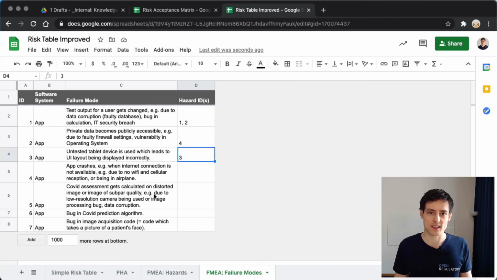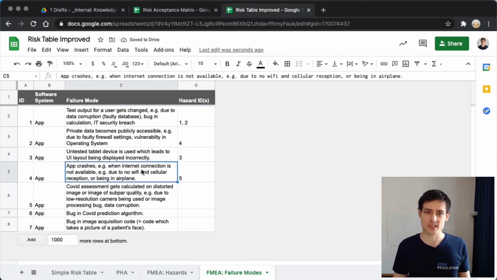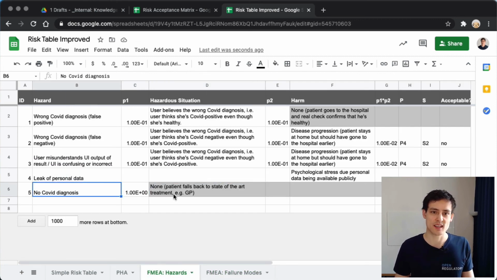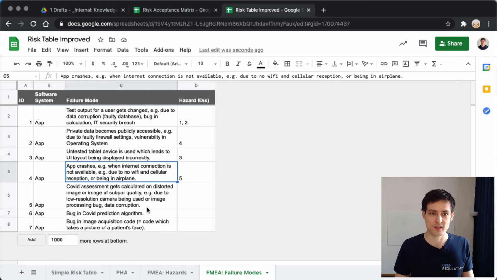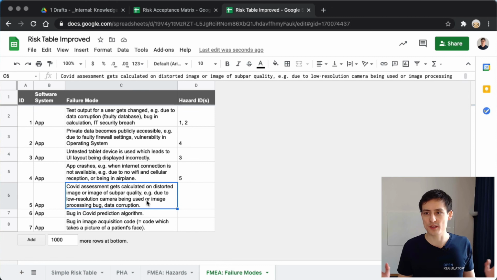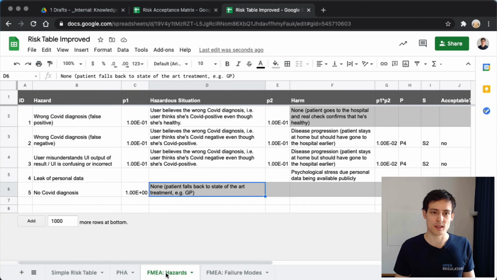So we can say we analyzed this. App crashes leads to hazard ID 5. So again, the app crashes. I, as a patient, I'm like, this app is crap. I don't have a COVID diagnosis. What happens next? I'd probably go to the GP or do whatever I wanted to do. Okay, you get the idea. I don't think we have to do the remaining 3. This video is already long enough. You can do the remaining 3 if you really want, probably not.